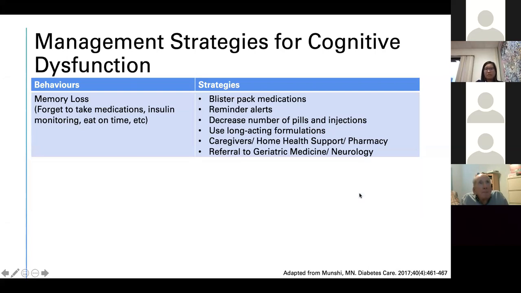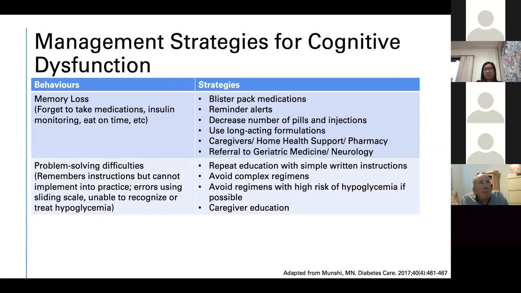So I was talking about management strategies for patients with cognitive dysfunction. For those who have memory loss, blister packing the medications and providing reminder alerts on their phone or on their clocks can be helpful. Decreasing the number of pills and injections, using long-acting oral formulations if possible, involving caregivers, so having home health for support, which can be arranged through case management, or using the pharmacy for insulin injections and for monitoring of blood glucose. These patients also would benefit from being referred to geriatric medicine or neurology for ongoing support regarding cognitive dysfunction and consideration of cholinesterase inhibitors.